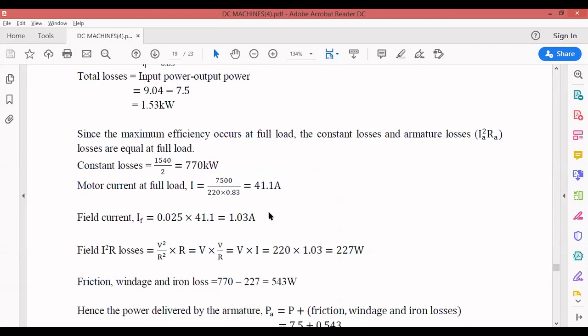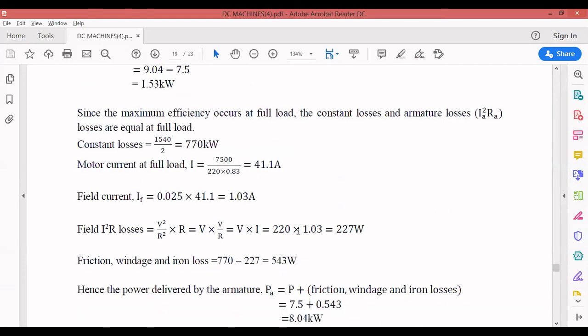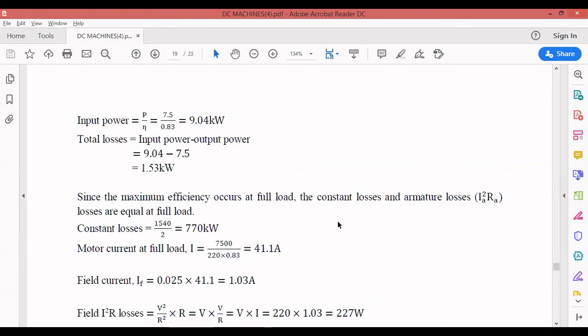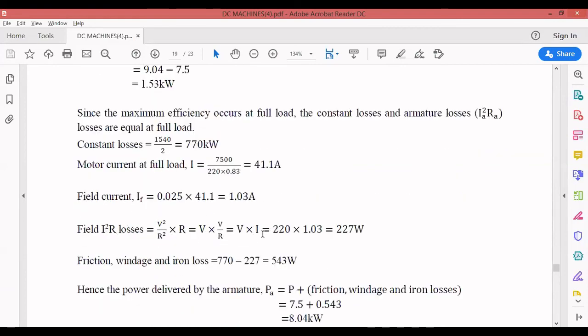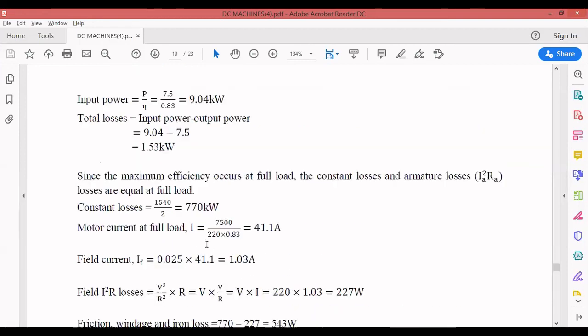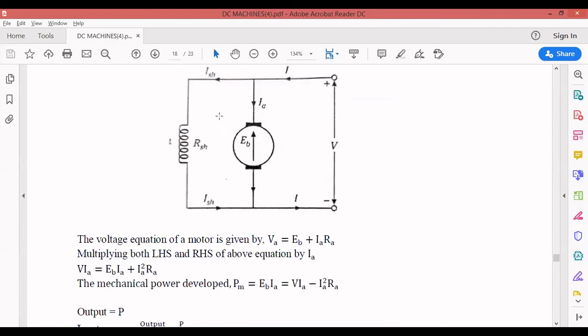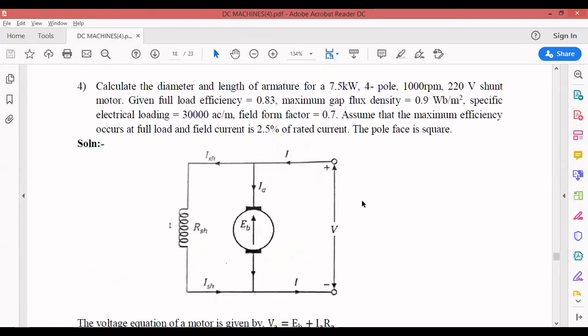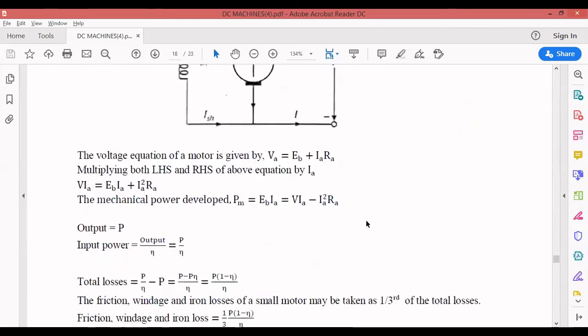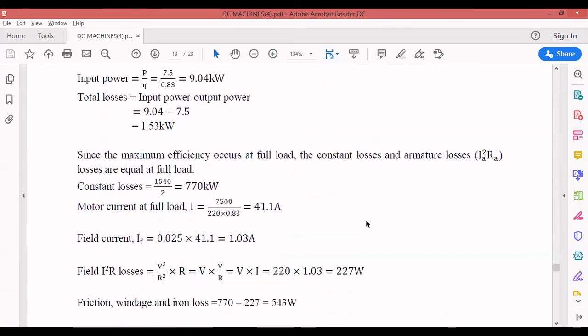So next, field I square R losses. What are the field losses? I can calculate the field I square R losses. You can calculate it as voltage divided by resistance, times I square R. What are the losses in the field? Since the voltage is not given here, since this is a 220 volts input, we try to calculate this I square R loss.